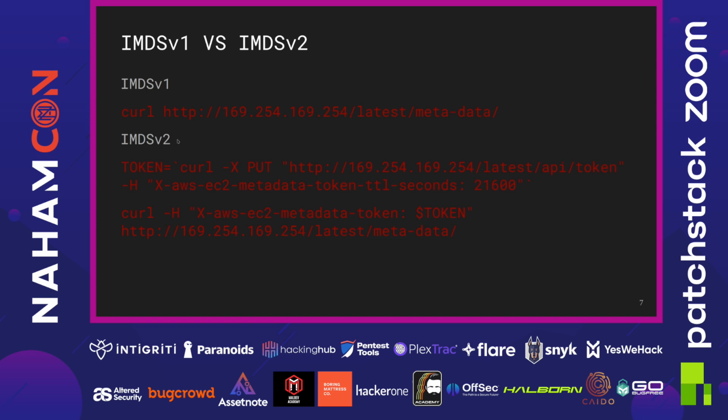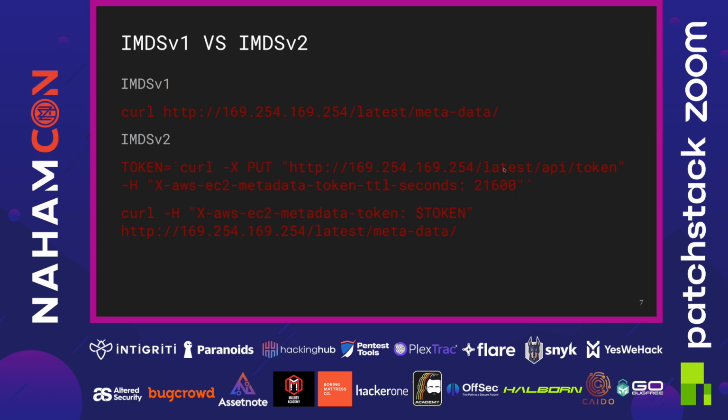However, in version 2, it gets a bit more complex. The requests that we make to the instance metadata have to be authenticated with a special token. And to obtain this token, we need to do a PUT request with a special header stating the time to live of the token. In this case, it's set to a high number.